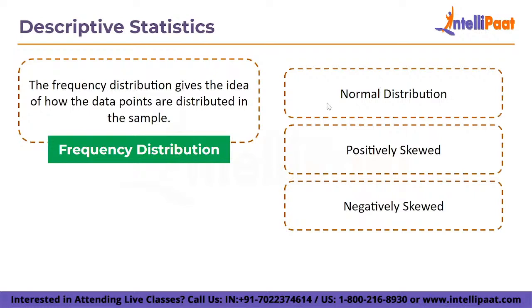Similarly, in negatively skewed data or a negatively skewed distribution, also called a left skewed distribution, the distribution is concentrated on the right end of the curve where the mean is less than the median and the median is less than the mode. I hope this is clear to you guys.